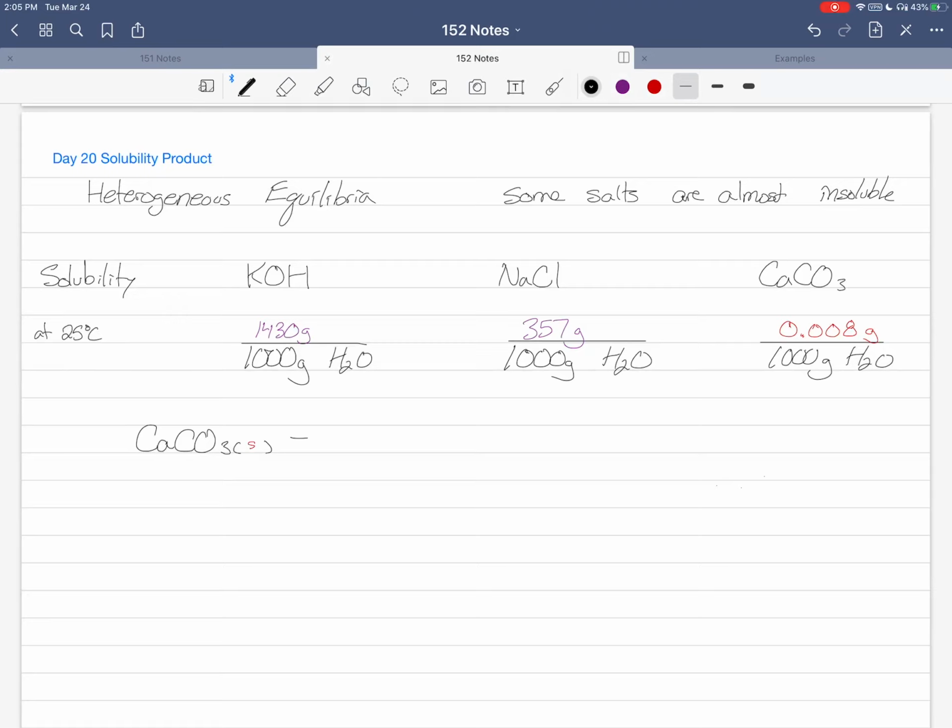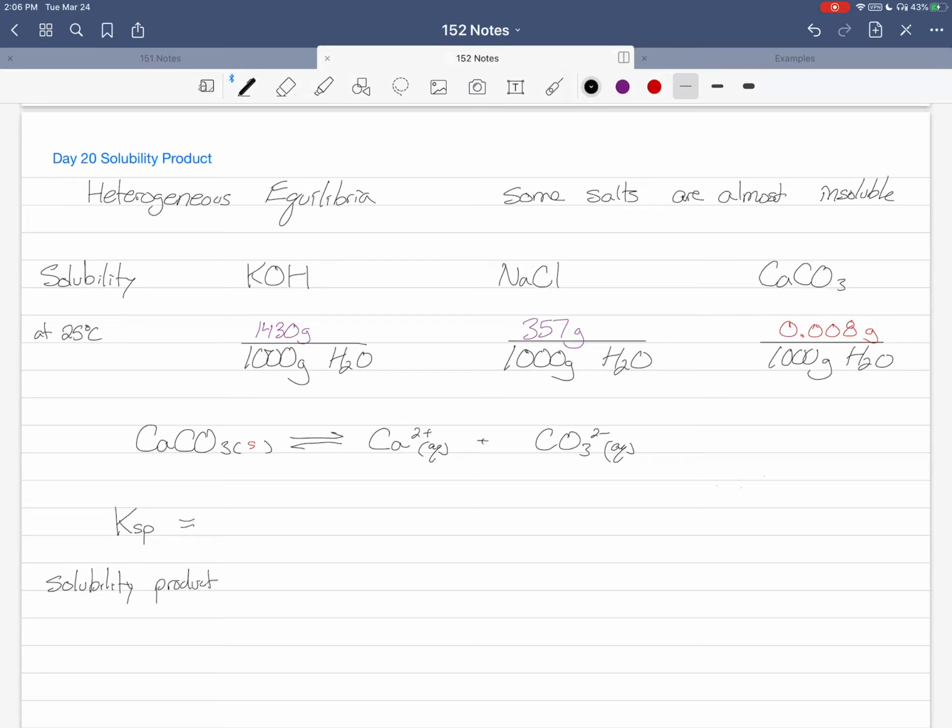However, to a small degree, it does ionize. All right, it does ionize. A little bit, just a little bit does. It's not zero. So we have a new K, Ksp, and S is solubility, P is product.